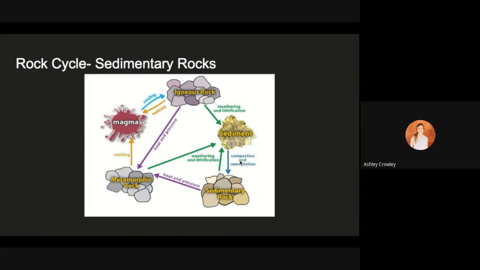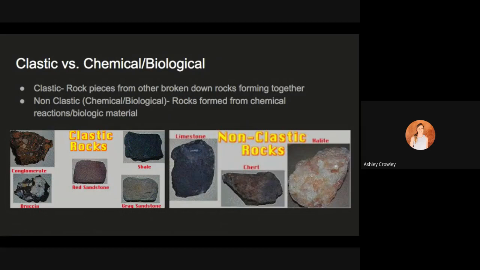Compaction is what it sounds like. It's when all of these sediments are compacted together so much as to form a rock. And then cementation is basically the same thing, just getting compacted together. And it depends on if that's chemical or if it is just physical. So that brings us to our next point: sedimentary rocks can be clastic or they can be non-clastic.